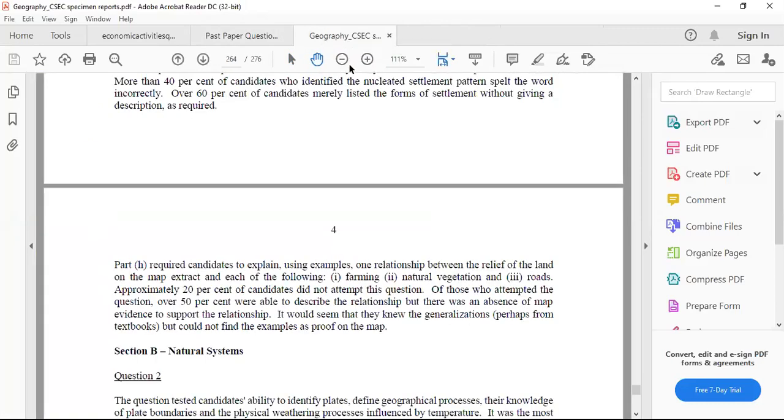Miss, I want to clarify something. It's not related to this, the describing of anything on the map, miss.